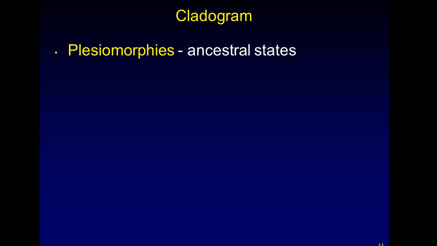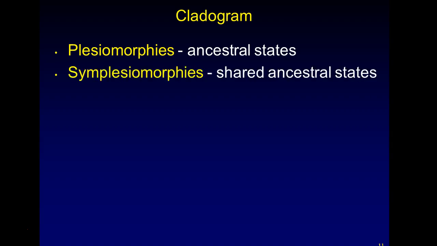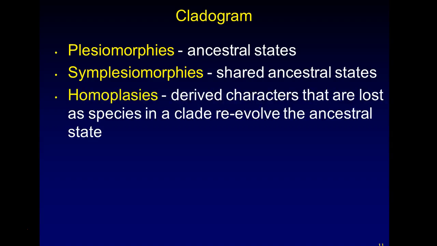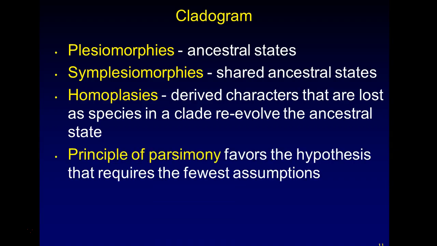Plesiomorphies are what we call ancestral states. Symplesiomorphies, it's been a long time since I said these words, are shared ancestral states. Homoplasies are derived characters that are lost as species in the clade re-evolve to the ancestral state. The principle of parsimony favors the hypothesis that requires the fewest assumptions. So that's always true in science. It's reoccurring. So we favor the hypothesis that requires the fewest assumptions.